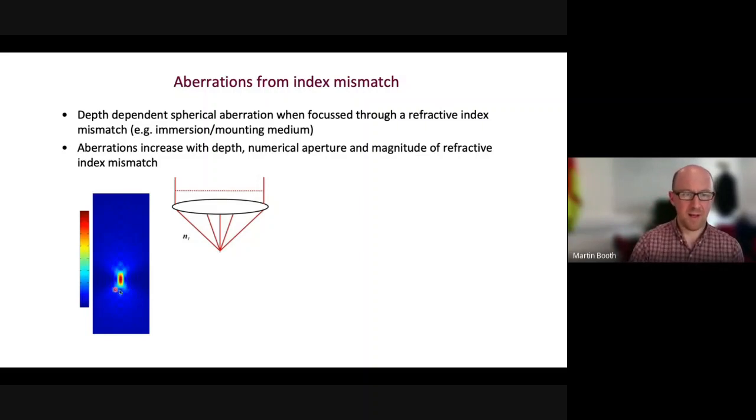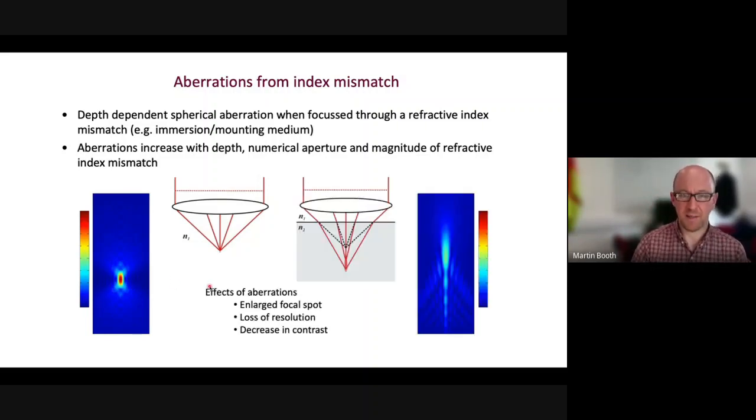Now, the problem is that when you have a refractive index mismatch, such as is shown in this diagram, you see that the rays will be refracted at the surface. Then they will no longer meet up at a tight focus. And if you do the modeling of this, you will see that you end up with a highly distorted focal spot. It's elongated by the spherical aberration and it's lower intensity. So we end up with a loss of resolution and a decrease of contrast in the specimen, in the image.